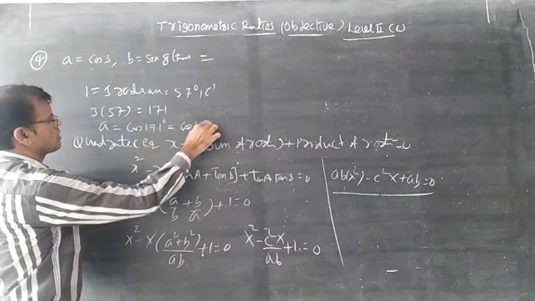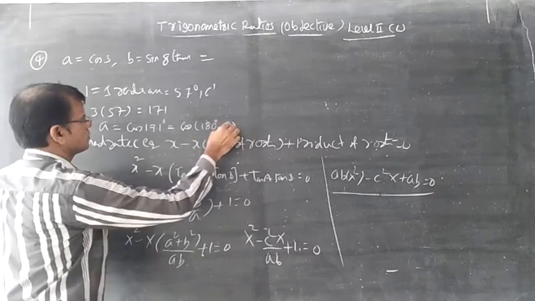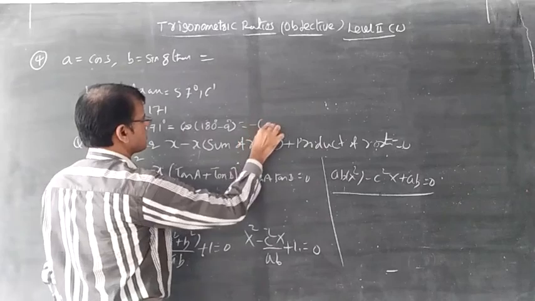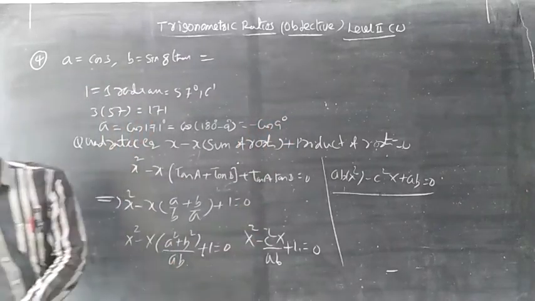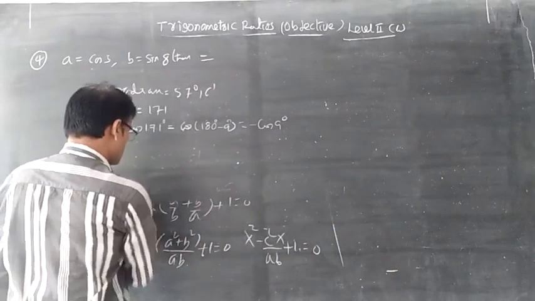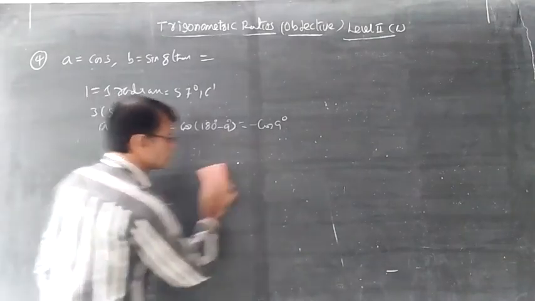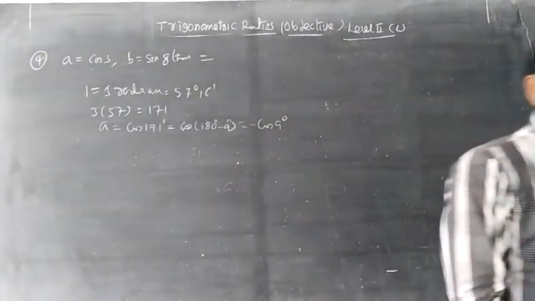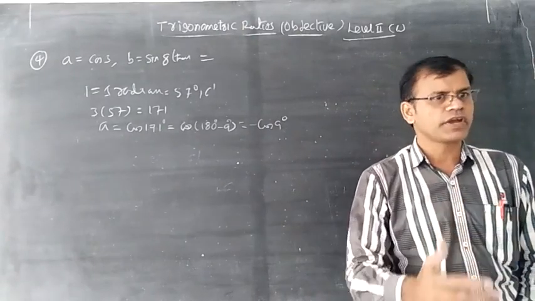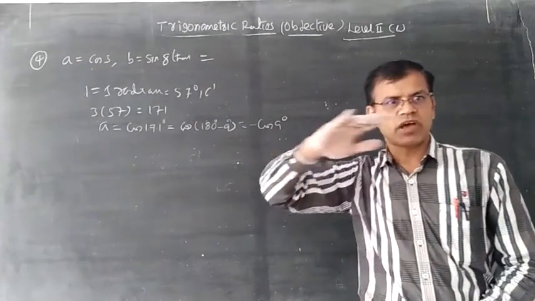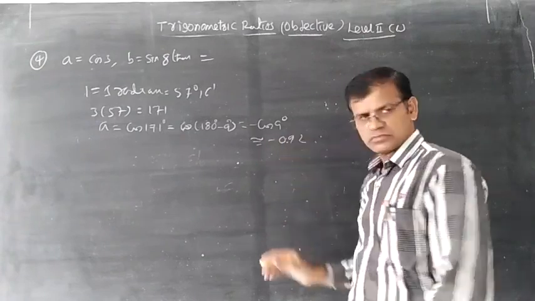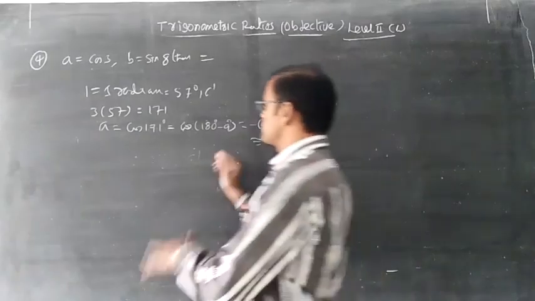You can understand this is cos of 180 minus 9 degrees. So minus cos theta, it is minus cos 9 degrees, keep aside. So what is the value of cos 0, students? The value of cos 0 is 1, known value. What is the value of cos 30? Root 3 by 2, 0.866. So it is a decreasing value. Approximately you can understand this is minus 0.99991 like this. Keep aside.